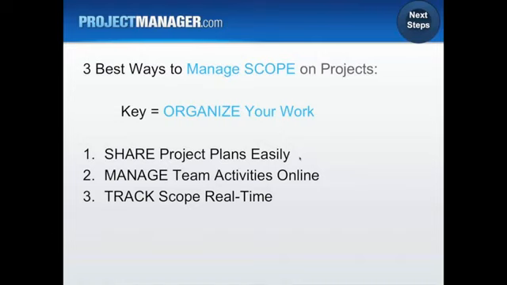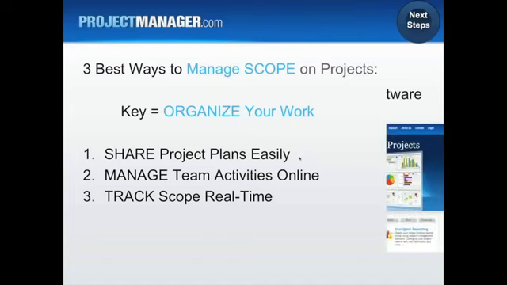But these three things are highlighting: sharing project plans, where the baseline scope is identified. As you're evaluating, does this meet the scope? Does it meet the original scope? Is there a change? Does it meet the requirements? So sharing those project plans easily, managing team activities online so that you and your whole team have insight and access to this, and tracking scope in real time. It is a split second, and if you think of trains derailing, it's a split second between a successful project and a failed project.